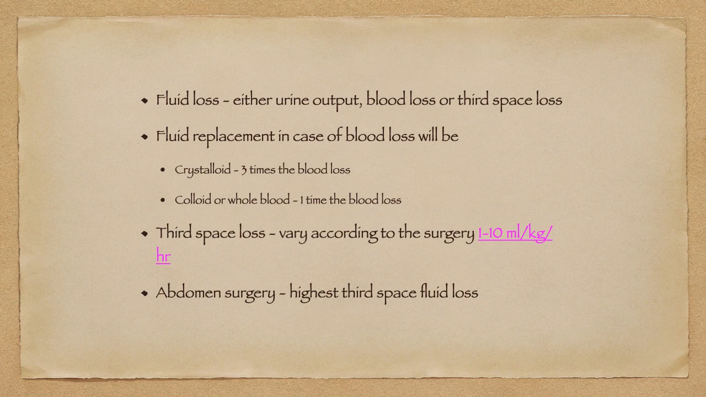For example, if it is a superficial surgery, there won't be any third space loss, so you need not add that. If it is an abdominal surgery or thoracic surgery, the third space loss can be 10 ml per kg per hour. So you have to add third space loss in those cases.